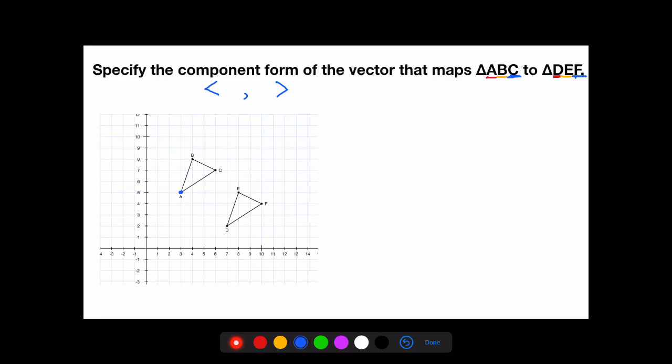So to get from A to D, I need to move right 1, 2, 3, 4, so that's positive 4. And then we're moving down 1, 2, 3, so that'd be negative 3 because I'm moving downward. So our component form for this vector is the vector <4, -3>.